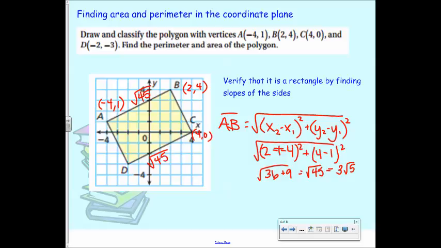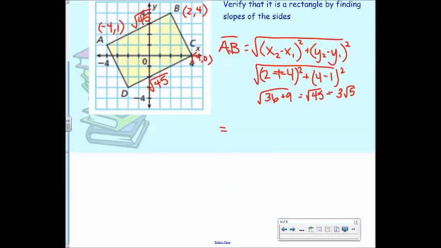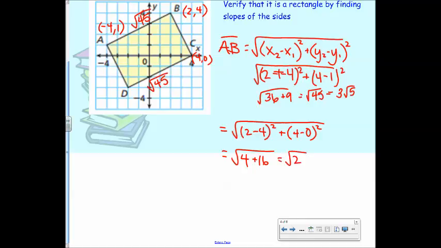Okay, and then BC. 2 minus 4, squared. What's 4 minus 0? Squared. 16. So that's going to give me what? 20. If I simplify it, it gives me 2 root 5. All right, so this is square root of 20. Okay, so now I just need to find the area and the perimeter.